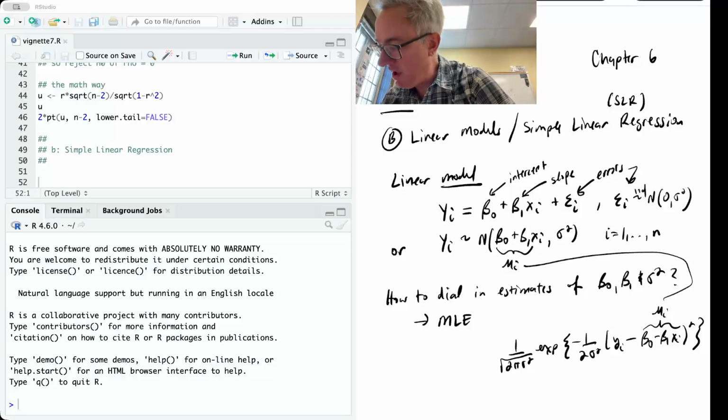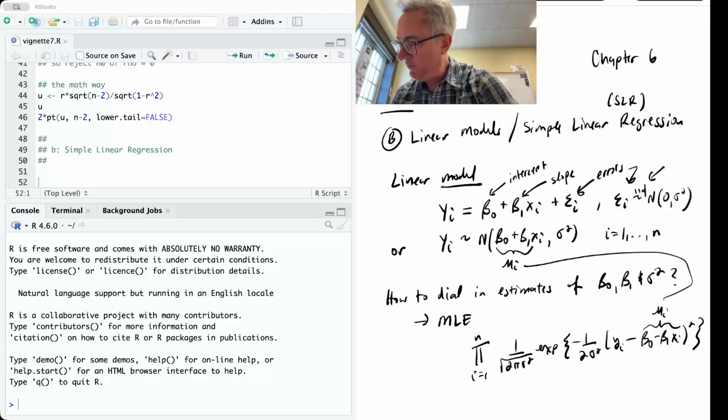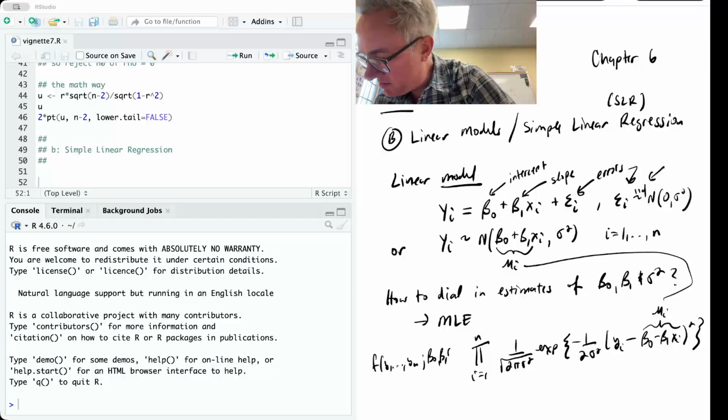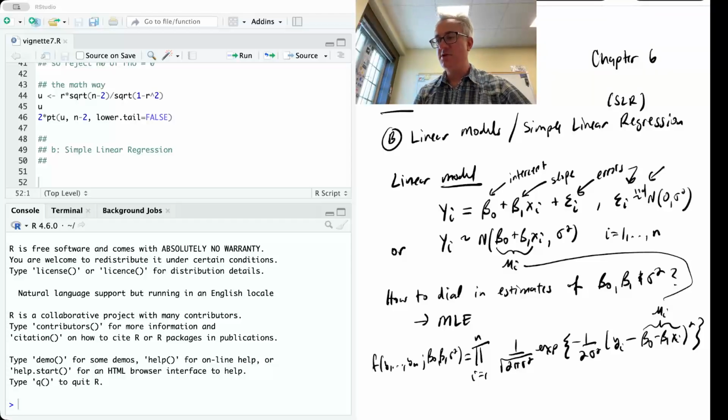And I have n of these, so they are IID, right? Independent and identically distributed errors. So i equals 1 to n for each data observation. And that is my joint PDF given the parameters. I didn't leave myself enough space. Right? That's the joint distribution.